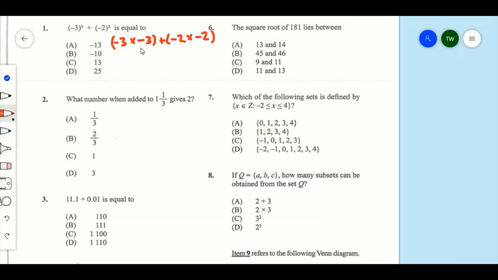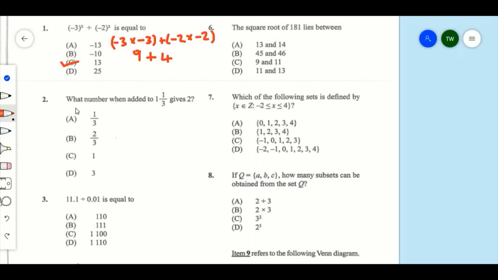So -3 times -3, that's going to give us positive 9, plus -2 times -2, that's going to give us positive 4. And 9 plus 4, that's going to give us 13. So our answer for number 1 is going to be C.